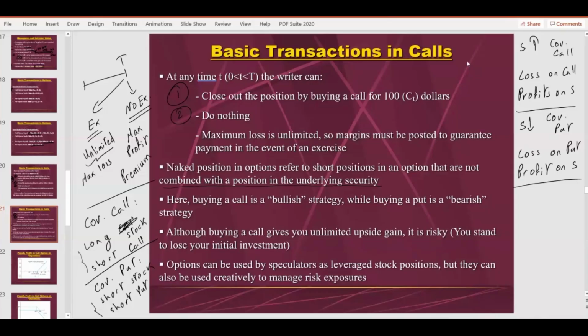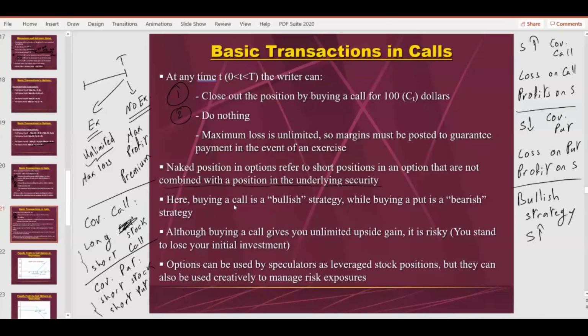Now, buying a call option is considered a bullish strategy. By definition, a bullish strategy is a strategy that will result in a profit when the stock price or the underlying asset increases in value. So a higher stock price is going to increase the profits of the position or of the strategy. We say that this is a bullish strategy because the investor will benefit from any appreciation in the value of the underlying.